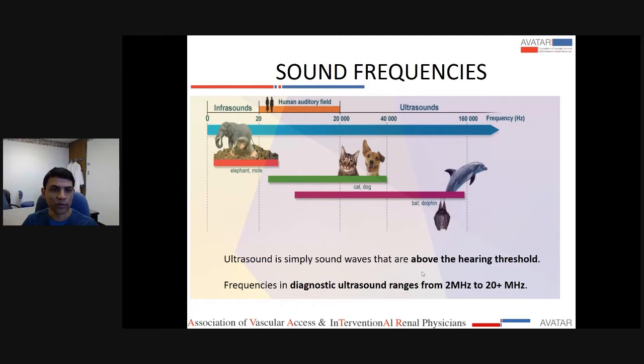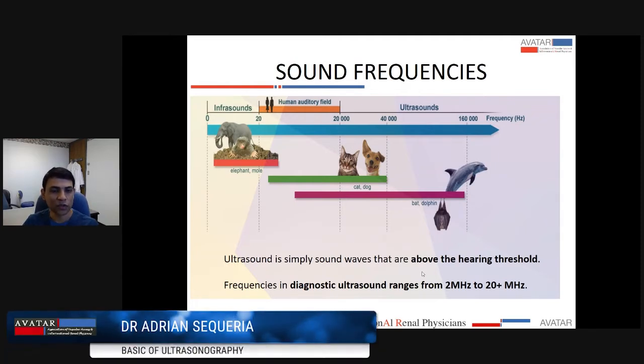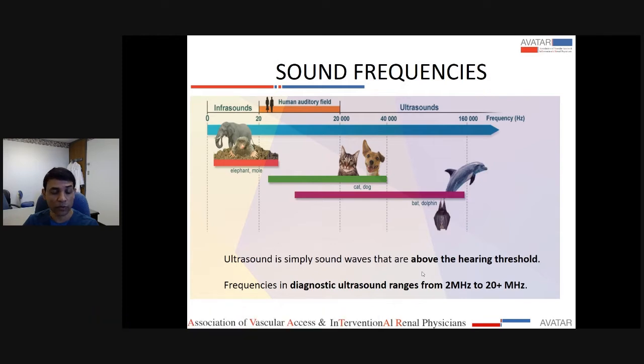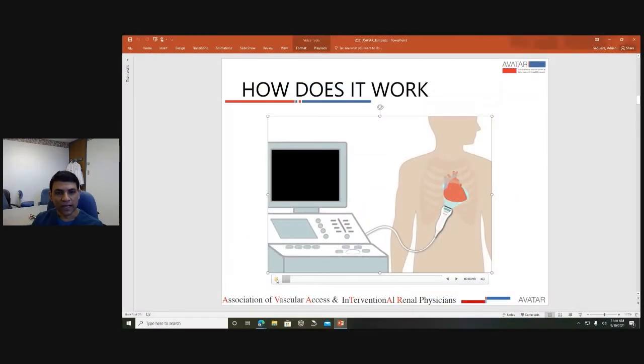So the normal human ear can hear sound frequencies between 20 to 20,000 hertz. Anything above that falls in the domain of the ultrasound waves. For the purpose of diagnostic ultrasound, the machines use an ultrasound bandwidth anywhere from 2 million hertz to 20 million hertz. So next we talk about how does the ultrasound machine work.